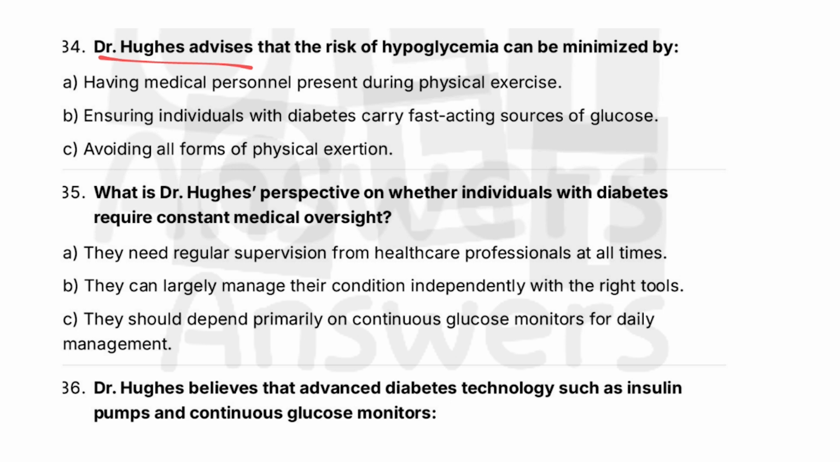Dr. Hughes advises, 34th question, that the risk of hypoglycemia can be minimized by... So from minimize itself, we can do the third task, that we can predict, right? Minimize means like treatment or prevention. So this is also based on his opinion. The related content, risk of hypoglycemia can be minimized, is another clue. Look at the answer options. Scan the answer options. Having medical personnel present during physical exercise. When you perform exercise, you should have a person who is a specialist in that. By doing that, you can minimize the risk of hypoglycemia.